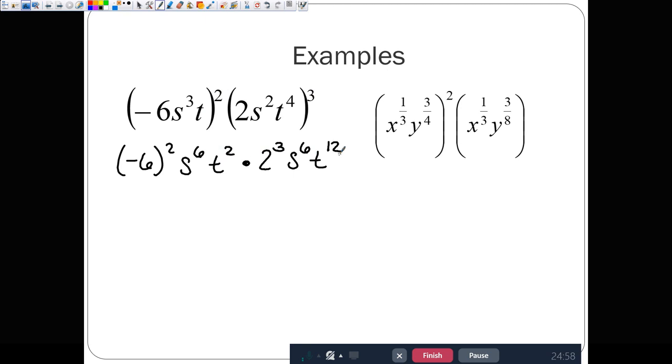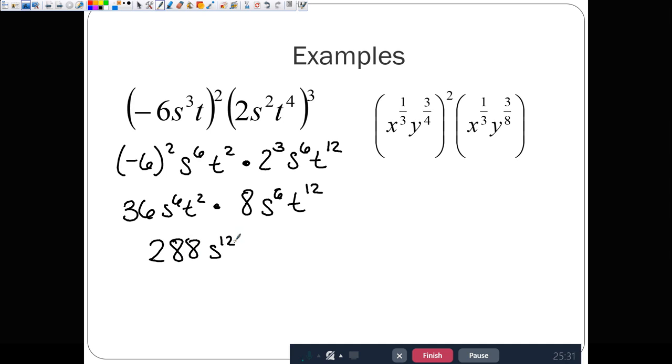Okay, then I'm going to get rid of my coefficient exponents. So -6 squared, -6 times -6 is going to be positive 36. And 2 raised to the 3rd is 8. Then we are going to multiply our coefficients out front. So 36 times 8 is 288. We're going to add our exponents. So 6 plus 6 is 12. 2 plus 12 is 14. And that is its most simplified form.